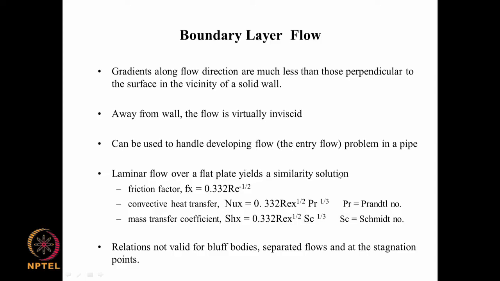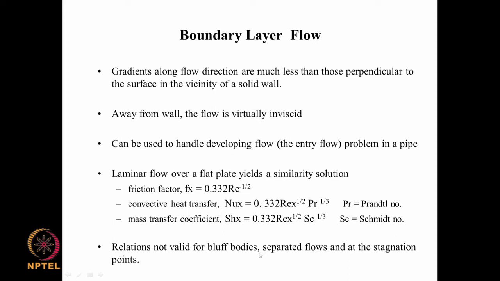And again, one more common assumption that we make is the boundary layer flow in order to get some analytical results. So, gradients along the flow direction are much less than those perpendicular to the surface in the vicinity of a solid wall, and well away from the wall the flow is virtually inviscid, and it can be used to handle developing flow. For example, the entry flow problem in a pipe can be done using this kind of thing. And you have useful relations for laminar flow over a flat plate, you have certain relations for the friction factor, and then for heat transfer coefficient and mass transfer coefficients.